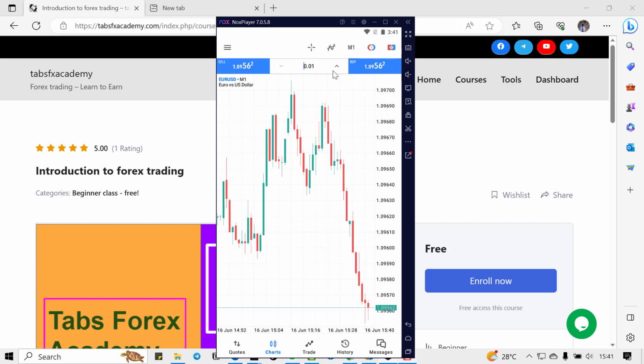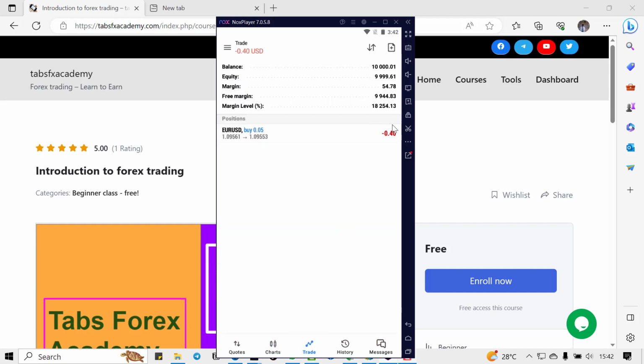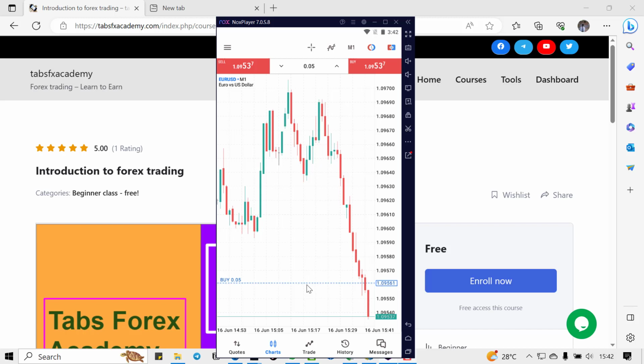If I want to buy, I simply change the lot size that I want to use. I want to use 0.05, and then I simply click buy. When I click buy, you can see that the trade has been initiated. At the moment, the current price is below my buying position, and as you can see here, I'm already in negatives. When you click here, you don't see the SL, the stop loss, or the take profit. So what we do here is go back to our charts. I go onto this line here, I click on it, and then I click this arrow, or I can click SL.